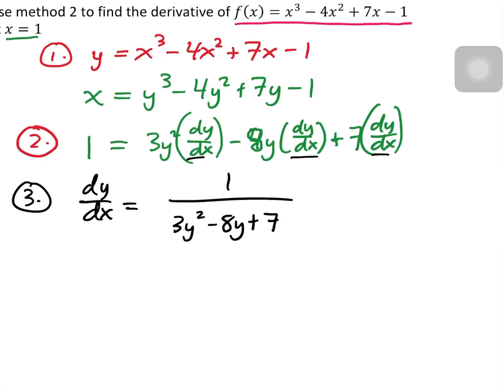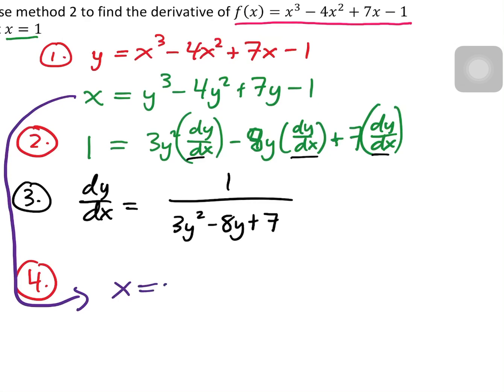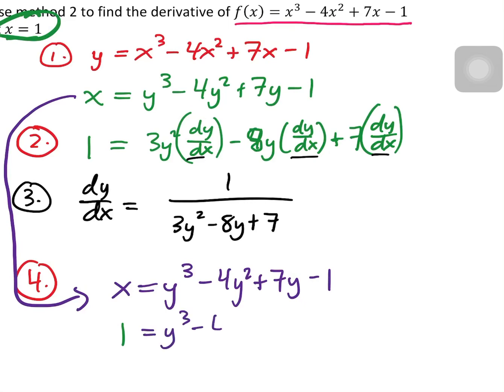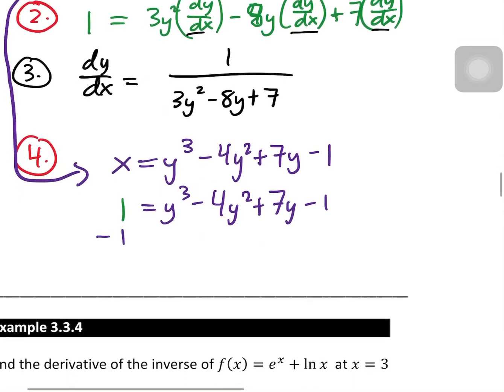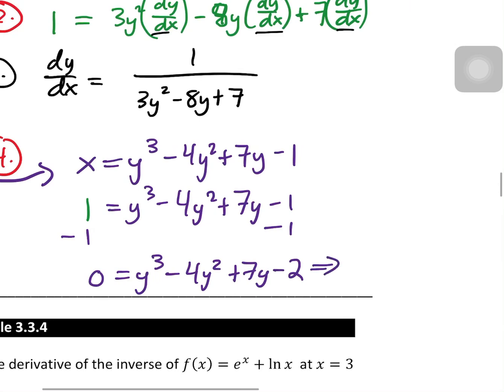All right, step 4 then is to take the function from part 1 after I switch x and y. I'm going to take this expression here and I'm going to plug in my x value to find what y would have to be to make this true. So the x value is 1, so I'm going to plug 1 in for x, and I would use a calculator to solve this. To do that, I would have to make one side of this equation equal to 0. So it would be 0 equals y cubed minus 4y squared plus 7y minus 2, and I'd use the solving feature of my graphing calculator.